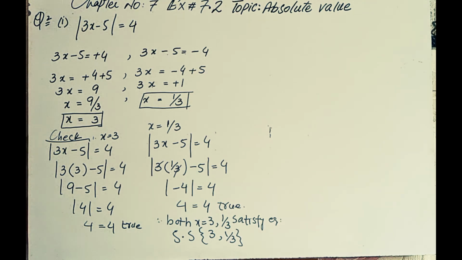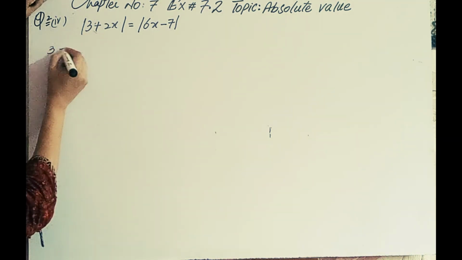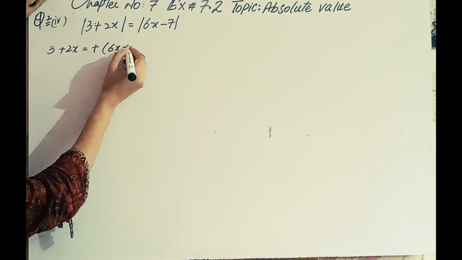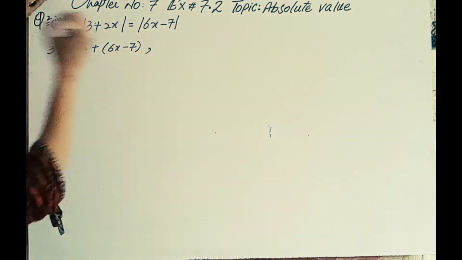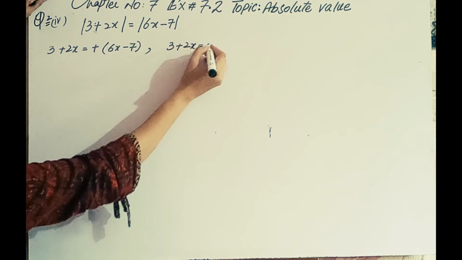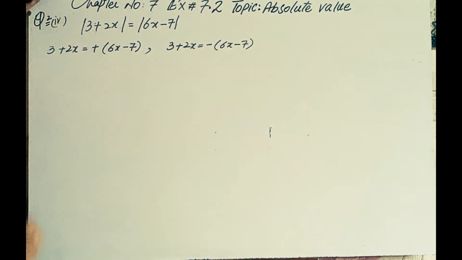In the same way, we will solve any other part. Part 3 is also the same one. Second, fourth, I think we should try here. Now it's part 4. You can see that there is an absolute value on both sides. So in the same way, this equation has two solutions: 3 plus 2x equals plus (6x minus 7), and the second one is 3 plus 2x equals minus (6x minus 7).